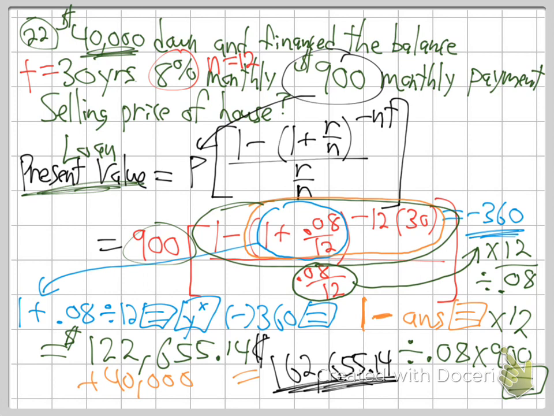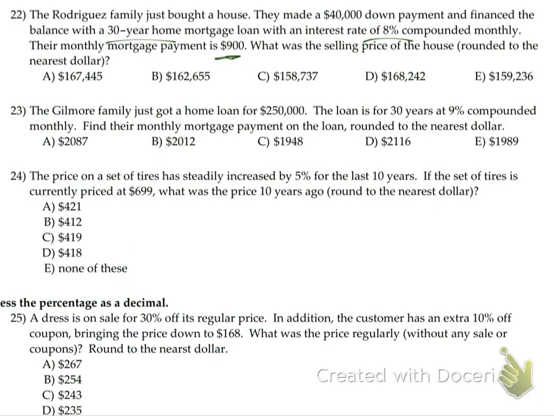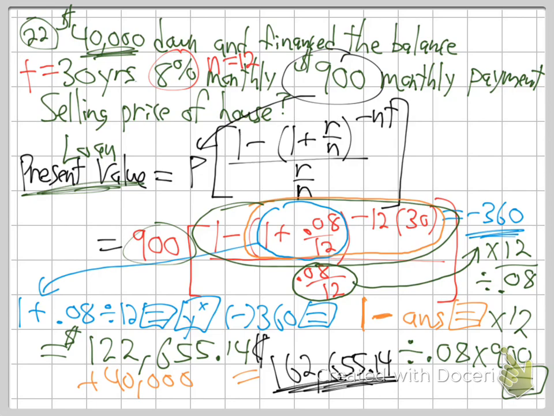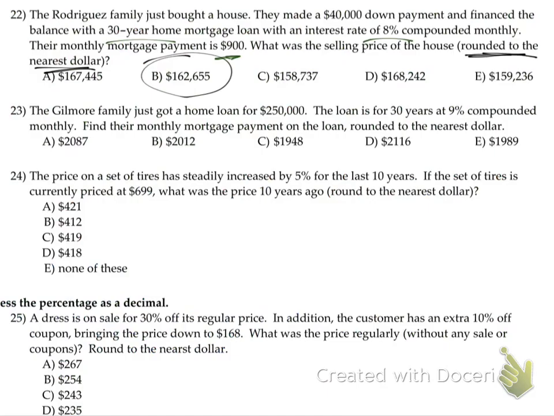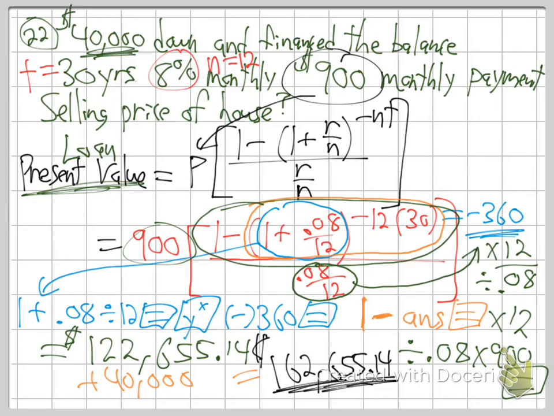So that down payment is in addition to what the bank loaned you for the total selling price of the house. 162,655. There it is. Round to the nearest dollar. So they had us round to the nearest dollar, as I said right here. 162,655. Yep, there we go. We got it. Makes sense on all that? Like you could do that on exam day and Tuesday?